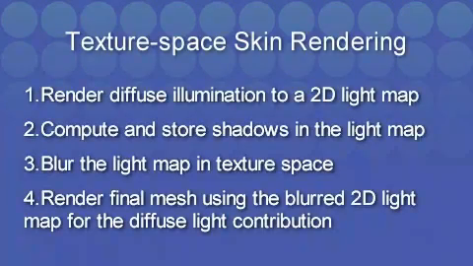There are 4 main steps to our algorithm. First, we render the diffuse illumination to a 2D light map. Second, we compute and store shadows in the light map. Third, we blur the light map in texture space. And finally, when rendering our final mesh, we use this blurred 2D light map to provide our diffuse illumination.